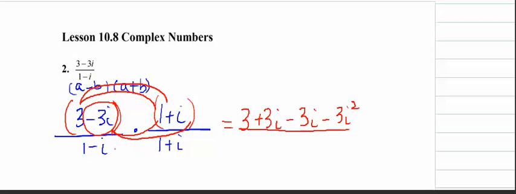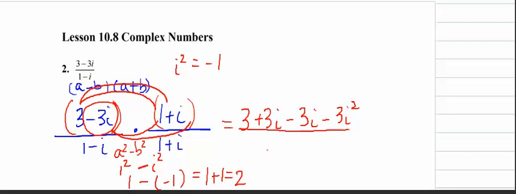Now in the denominator though, since that's a difference of two squares pattern, a squared minus b squared, let's go ahead and work that out, and put the final answer when we get it. So the a's are the 1, so we have 1 squared minus, the b's are the i's, i squared. 1 squared is 1, and remember i squared equals negative 1. So every time we see an i squared, we replace that, and then this gives us 1 minus negative 1, which is 1 plus 1, or 2. So let's put that down here.